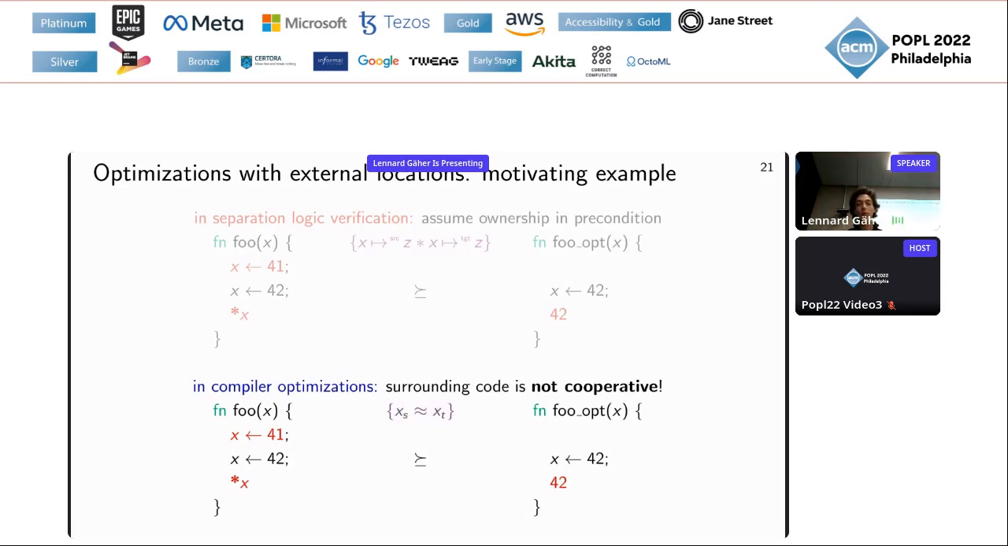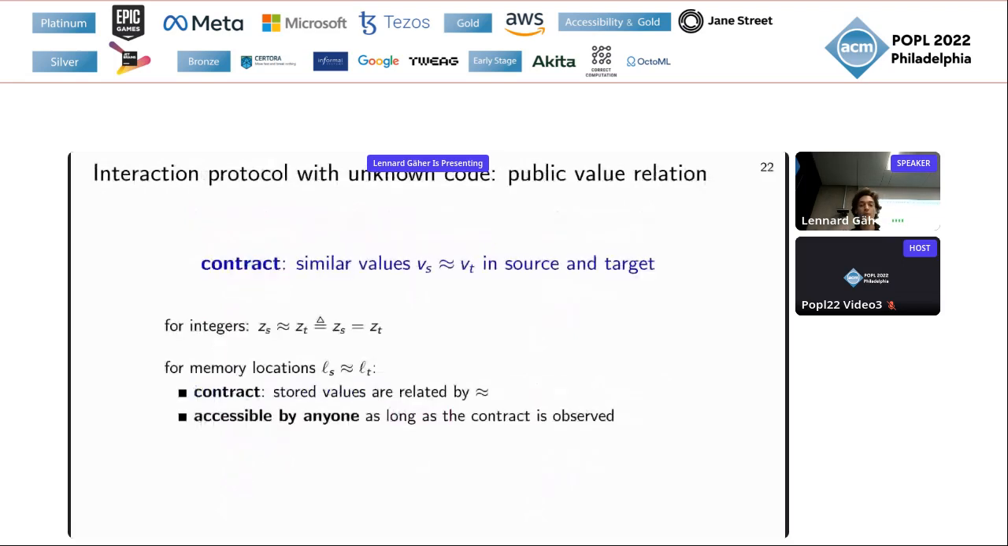Instead, we require a public value relation. For the variable x, we get two concrete values, xs and xt in source and target, and they should be in some sense similar. For integers, this just means that the two integers should actually be equal. But for pointers, we require the contract that the stored values at these locations are in turn related by the value relation, and thus behave similarly when reading and writing. And as long as this contract is upheld, anyone is allowed to access these locations. But now, how can we use this to perform optimizations? In the previous examples, we crucially relied on having ownership to perform the optimization.